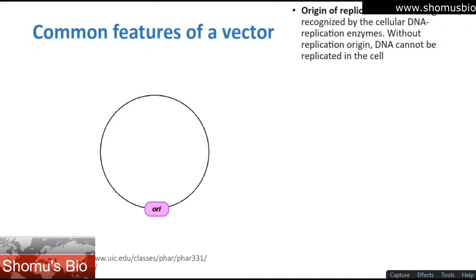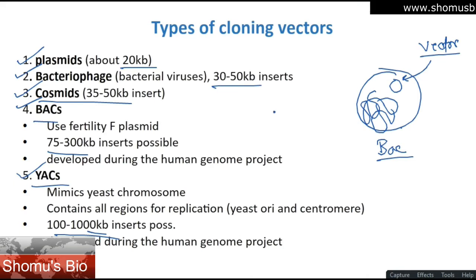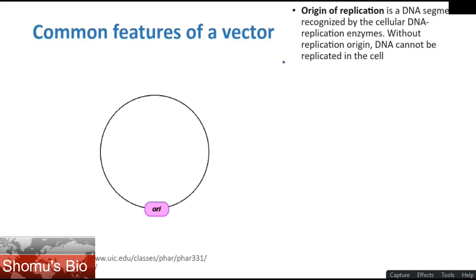Now the question is why we use these different vectors. When we start talking about these different vectors, you will realize that there is no unified answer like which vector is the best or which is the worst. Some vectors are more useful than others in different situations. So depending upon the situation, and the type of gene we want to clone, we use different vectors.